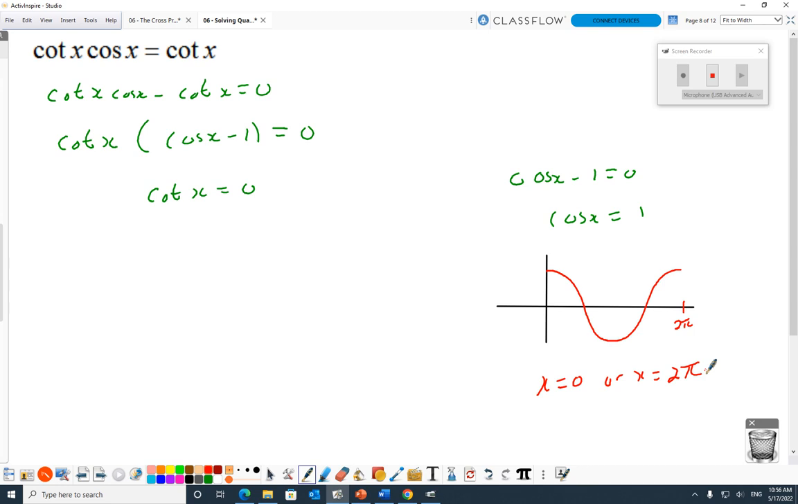It's going to stop me wherever cos is 0. Where are you getting that from? How do you know it's where cos is 0? Yeah, because cotan is cos over sine. You're going to have that trig toolbox with you.